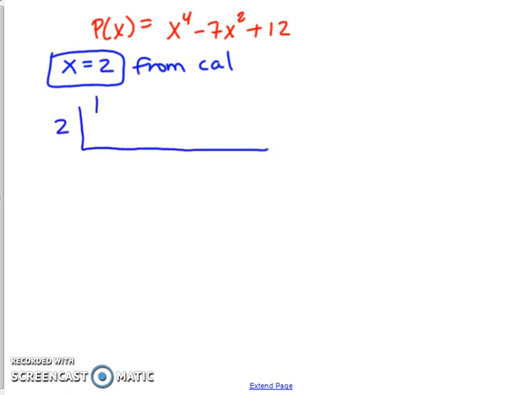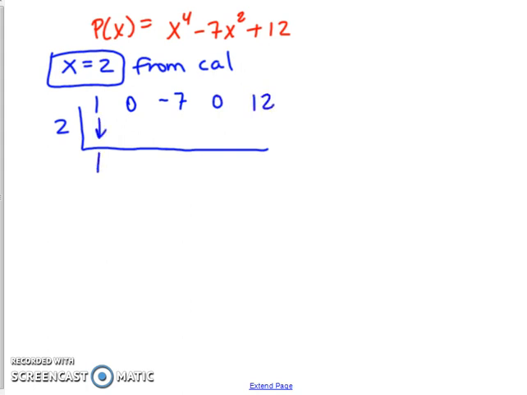So we want to be careful with our placeholders. So we have x to the 4th. We don't have an x to the 3rd, so we're going to put in a 0. We have an x squared, so we're going to put in a -7. We don't have an x, so we'll put in a 0, and then our constant's 12.